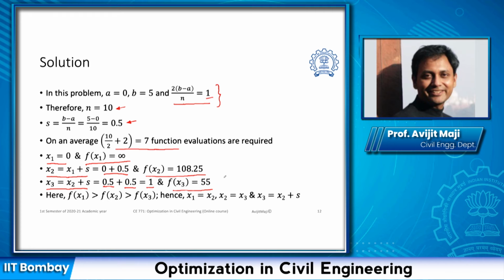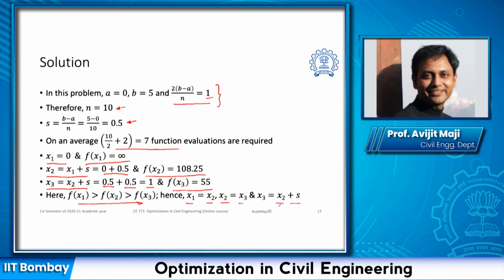Now it is clear that the function value is reducing as we move from x1 to x3, and if we see this, basically we can say my new x1 is the x2, my new x2 is the x3, and my new x3 is going to be the x2 plus s.